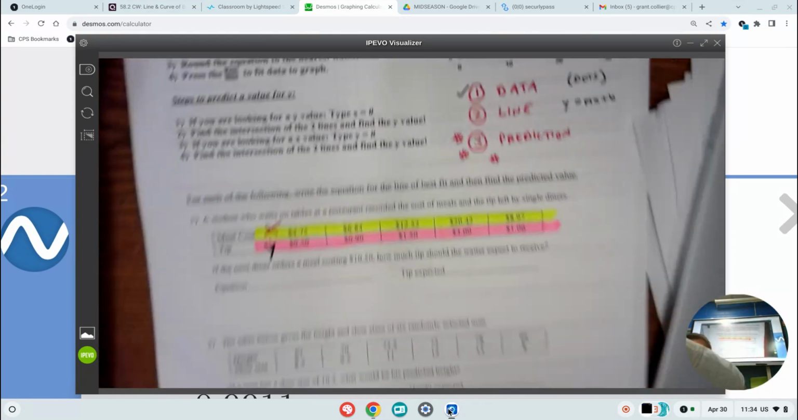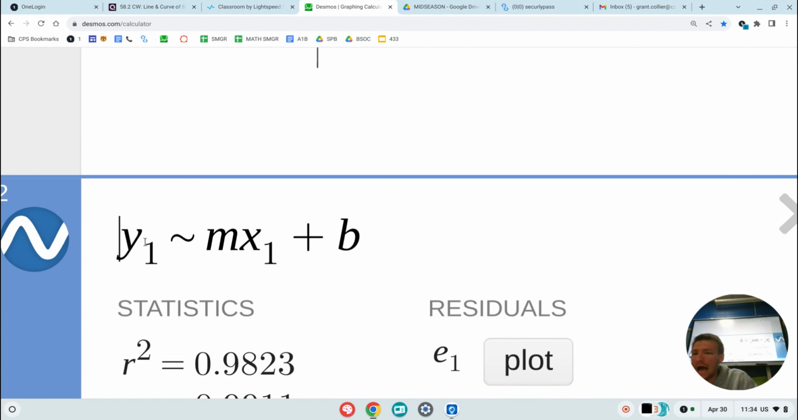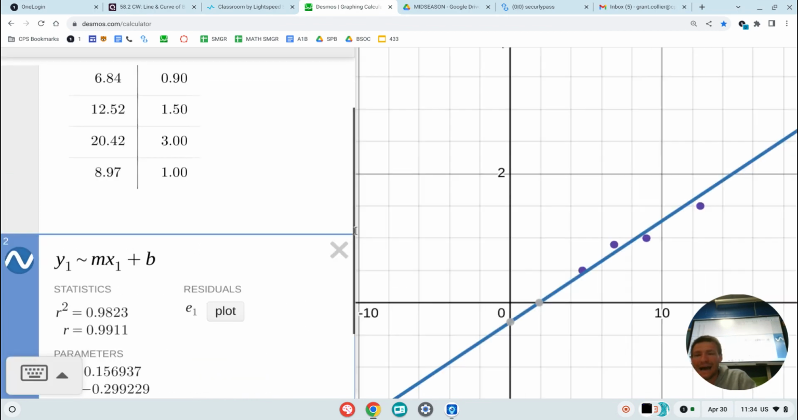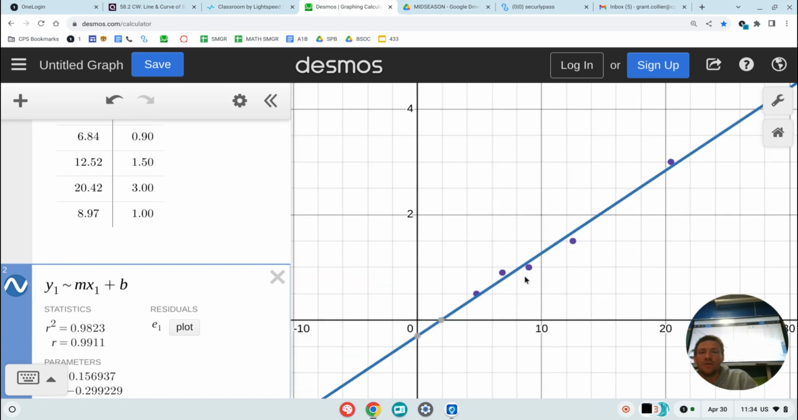Now, once we've done that, we have y1 from the table, mx1 from the table plus b. Now, Desmos is recognizing, oh snap, I know exactly what you're talking about. You want a line that goes through all the dots.